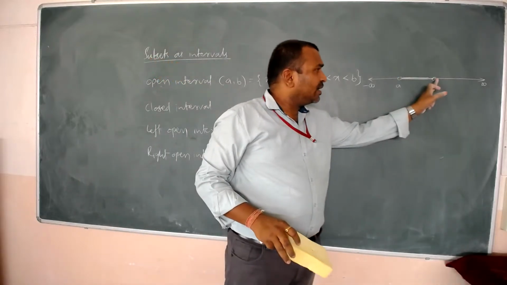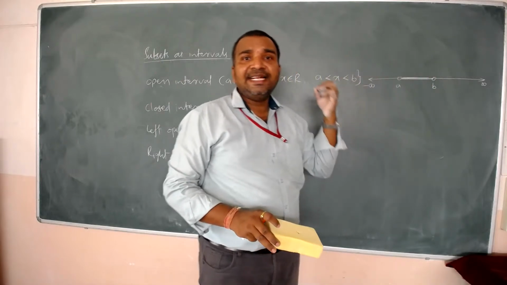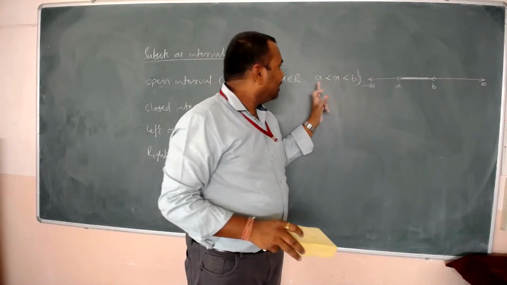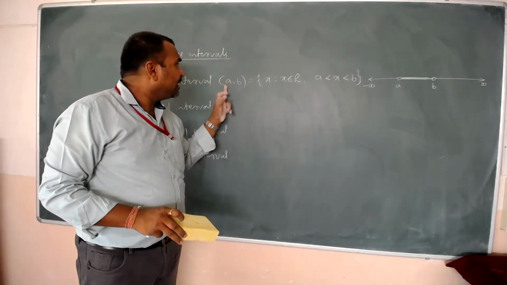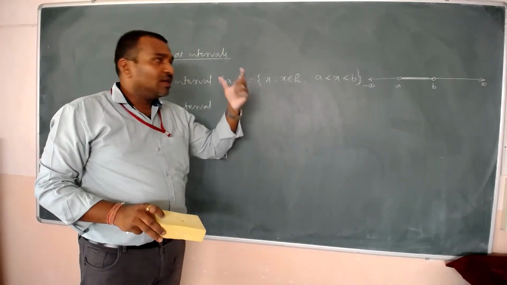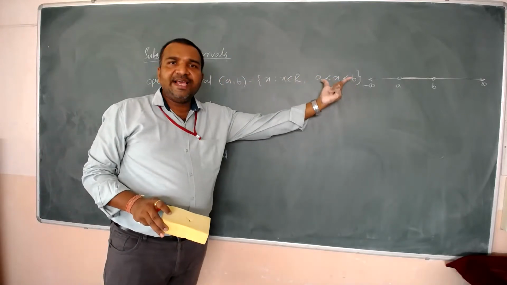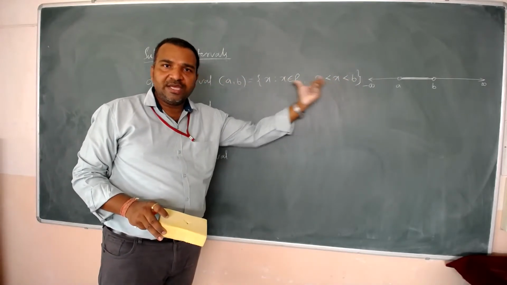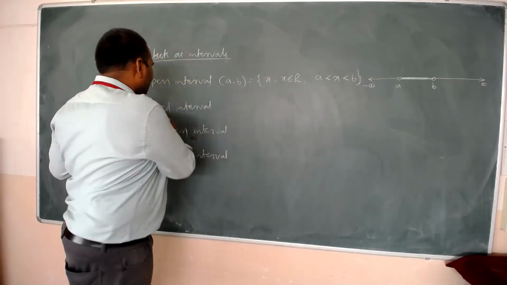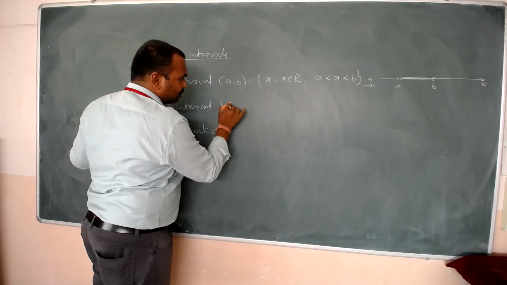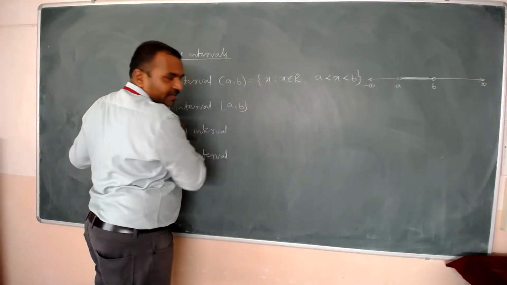Here the open bracket denotes that the endpoint is not included. In the open interval (a, b), a and b are not included. Only the values in between a and b are included. Next, the closed interval. Generally, a closed interval is denoted like [a, b].